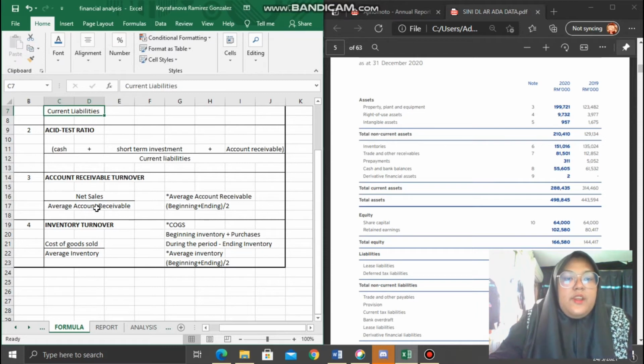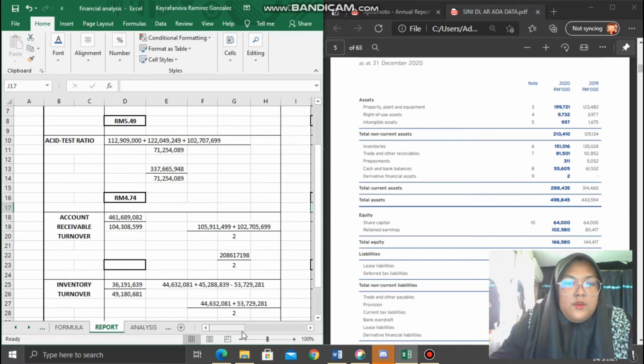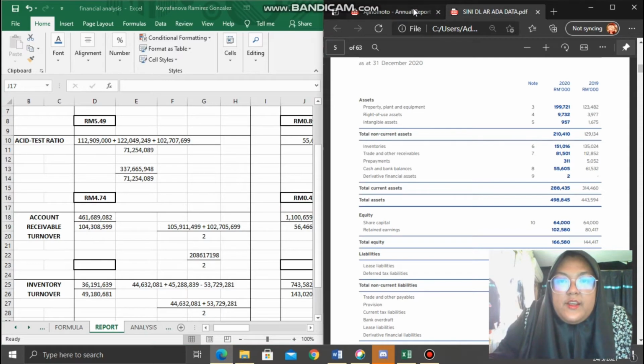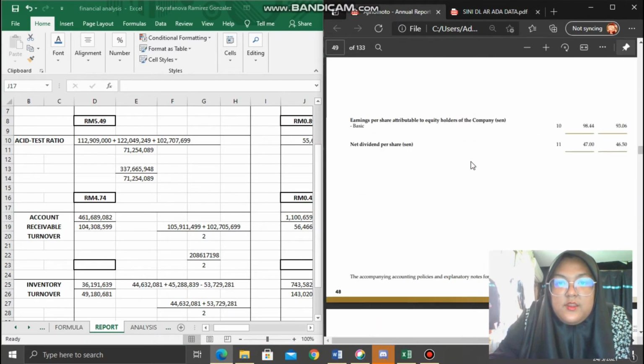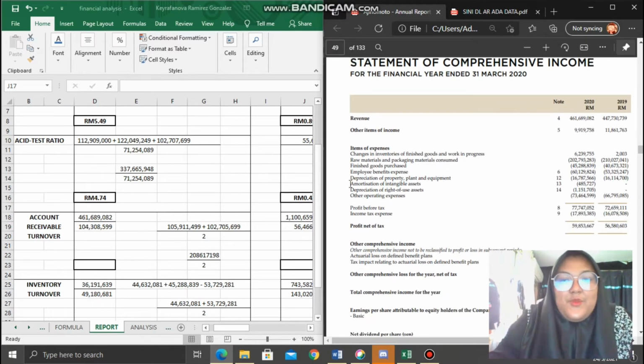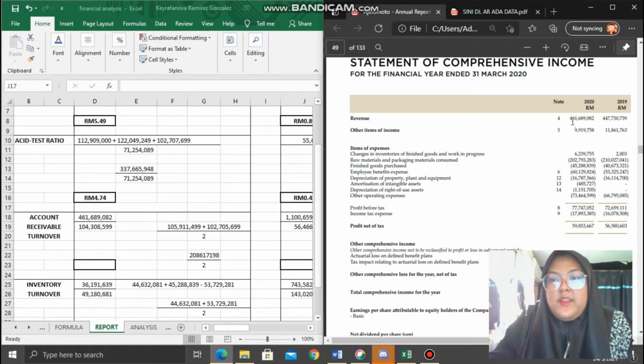Now for account receivable turnover, we need to use net sale and divide it by average account receivable. To find the average account receivable, we need to find the beginning and the ending balance for account receivable and divide it by 2. For this, we just have to find the net sale in the statement of comprehensive income, which is the revenue. The revenue for Ajinomoto Malaysia Berhad is 461,689,082.